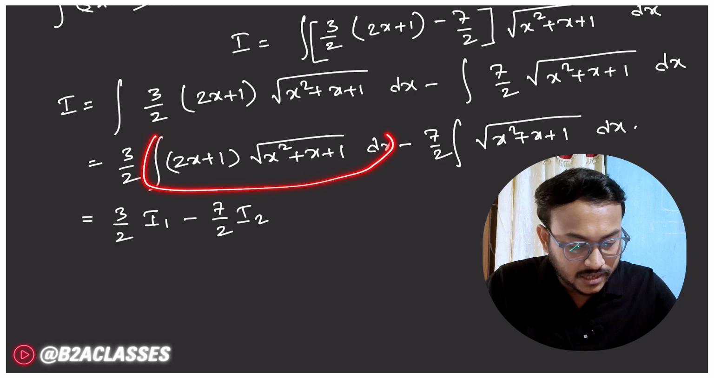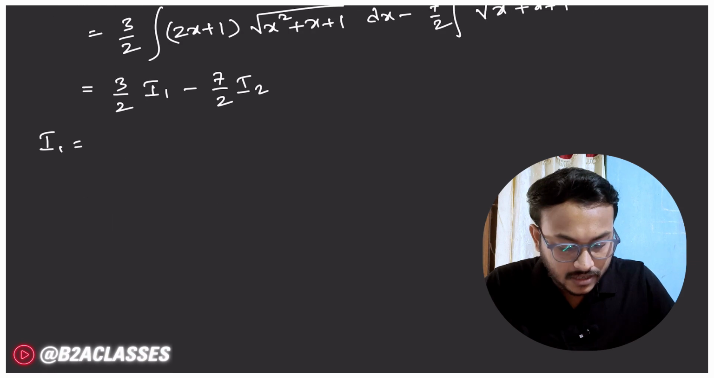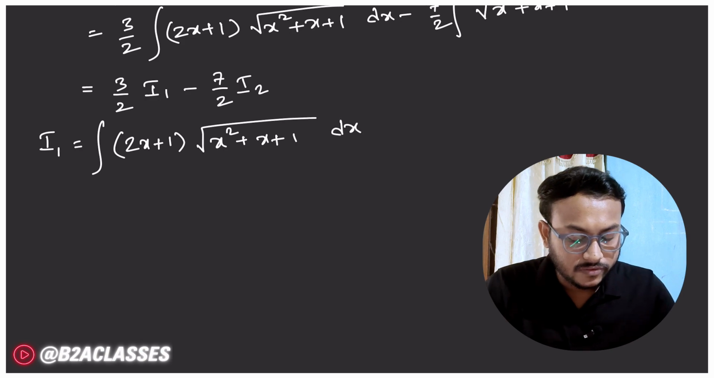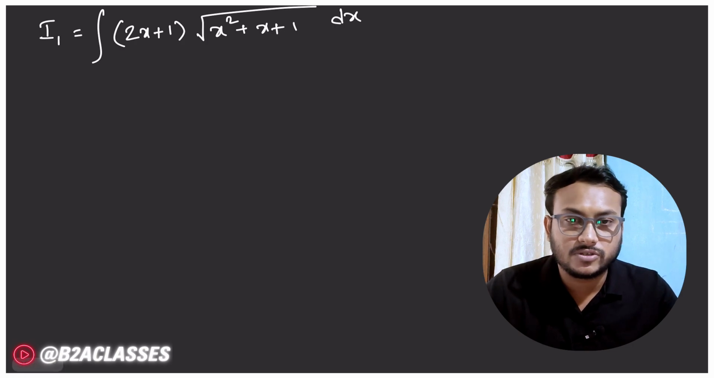Okay, this is I1. I've considered this as I1 and I've considered this as I2. Now we will solve I1 and I2 separately. I1 is basically the integration of (2x plus 1) over root of x square plus x plus 1. We have to solve this. And how will we solve this? To solve this integral, we have to use the substitution method.